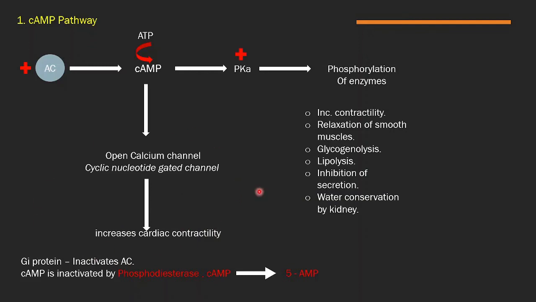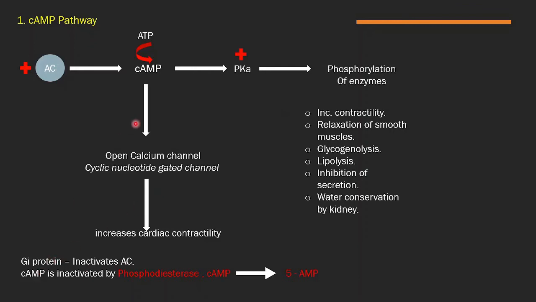So, all this happens only if the adenyl cyclase gets activated. And for adenyl cyclase to get activated, the receptor should be bound with GS. And if the receptor is bound with GI, which is inhibitory in nature, it will inactivate the adenyl cyclase and all these sequences will not occur.